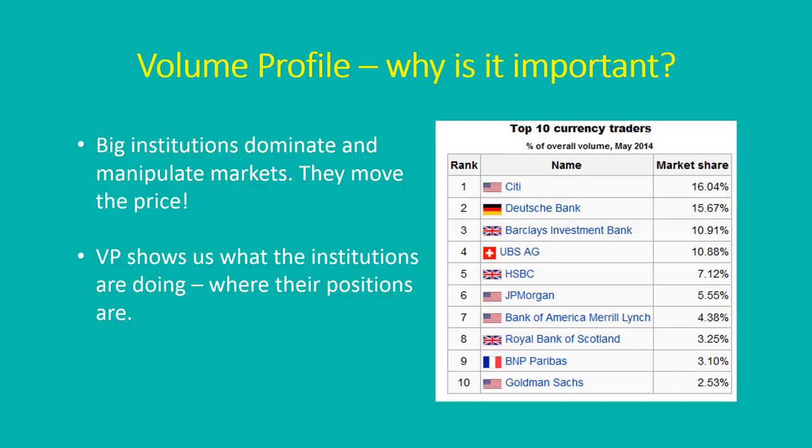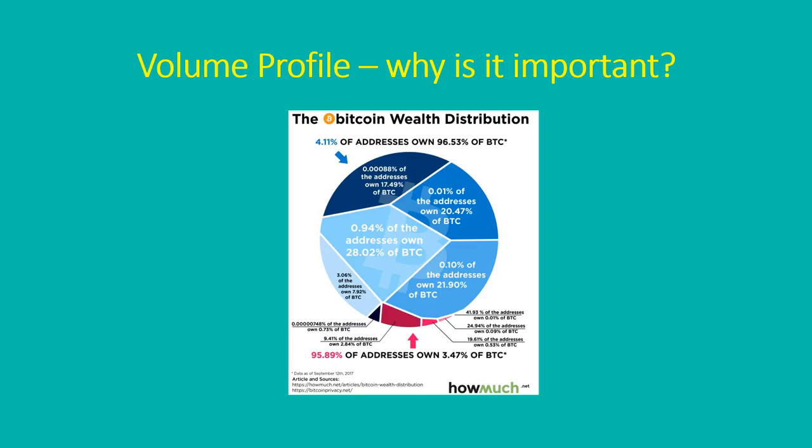And speaking about those banks and big financial institutions, it's not just about currencies, you know. This is a Bitcoin chart, Bitcoin wealth distribution. And basically what this chart shows is the same situation as I showed you in the previous picture. The most important thing it tells us is that 4.11% of addresses owned over 96% of all Bitcoins. So only 4% own 96% of all Bitcoin.